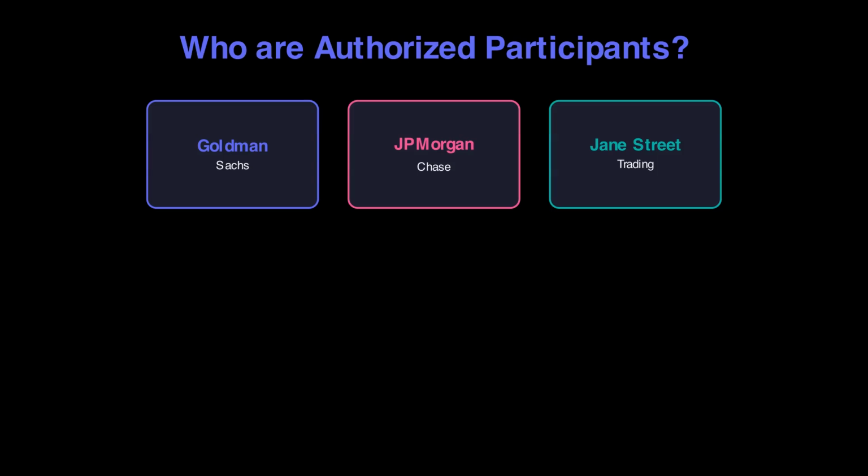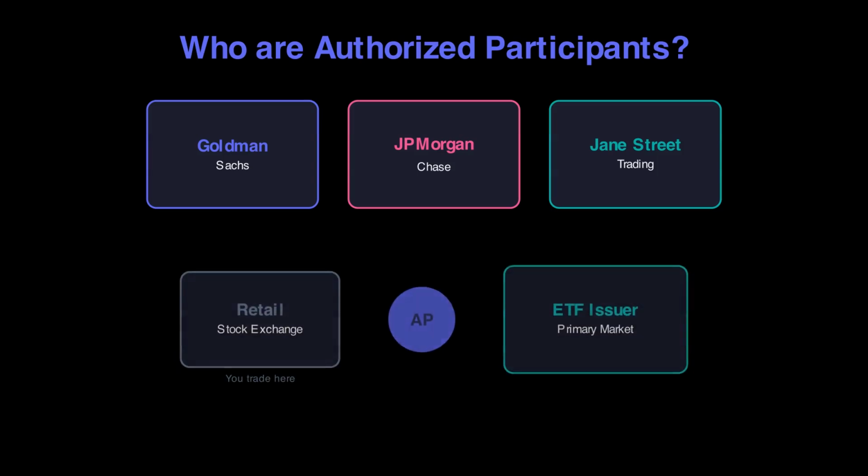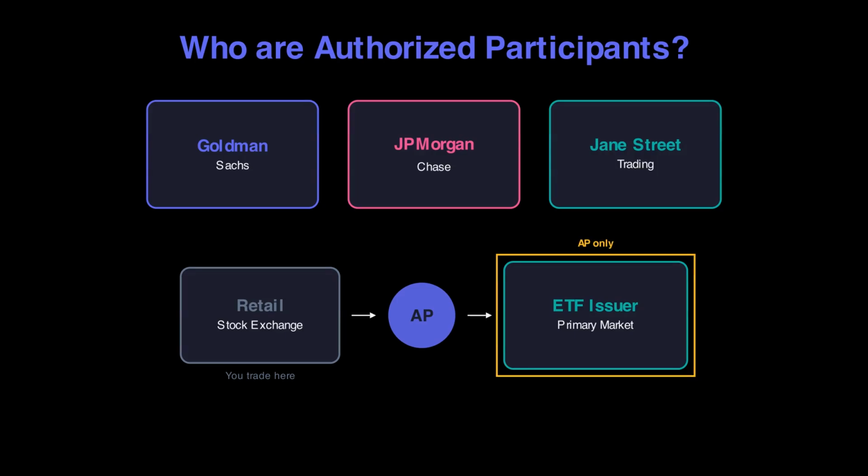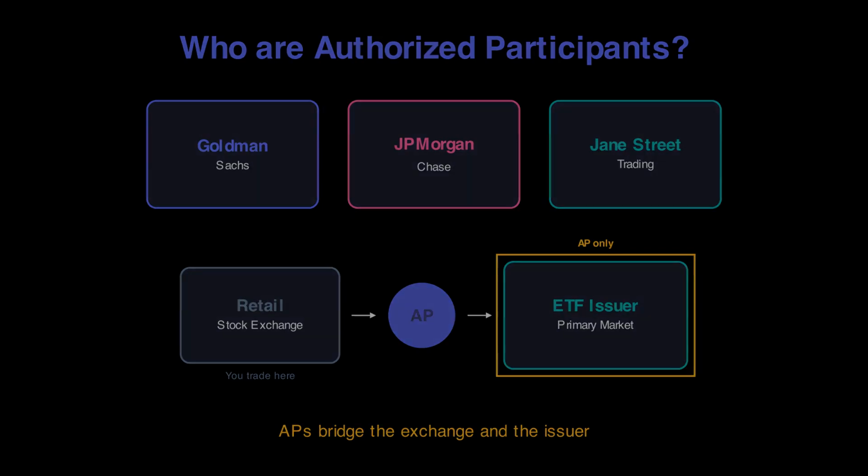Authorized participants, or APs, are large banks and trading firms with legal agreements to transact with the issuer. Think Goldman Sachs, JP Morgan, or specialist market makers like Jane Street. Regular investors cannot create or redeem ETF shares directly with the fund company. APs are the bridge between the exchange where you trade and the issuer that holds the portfolio.